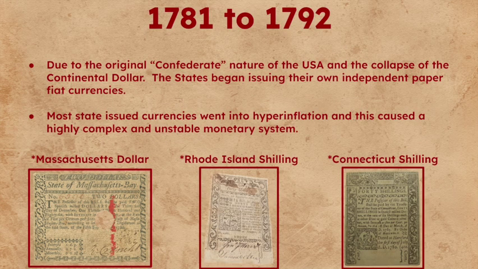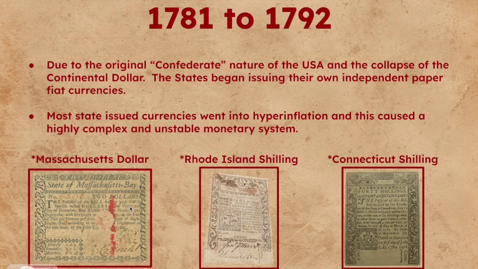And so from 1781 to 1792, this was really actually a period of the Confederate United States, right? The United States was founded on the idea of states owning as much as they could within the economy. And so the states actually began issuing their own independent paper fiat currencies. And so most of these state currencies ended up going into hyperinflation.